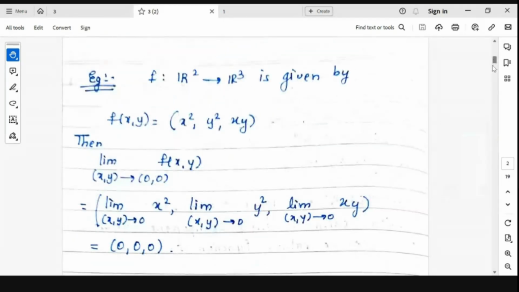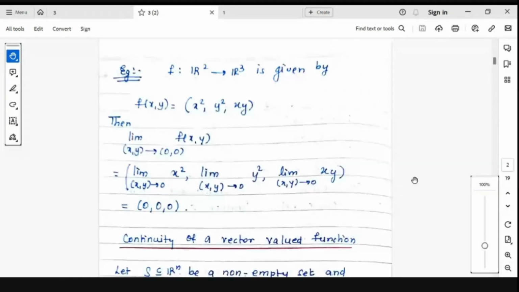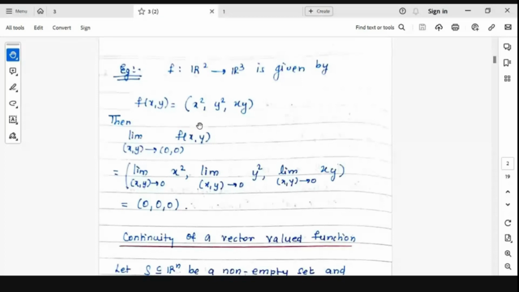Okay, so here is one example. I have a function f from R^2 to R^3 given by f(x, y) = (x^2, y^2, xy). I want to know how to find the limiting value of f(x, y) as (x, y) approaches (0, 0). As you can see, the first component function is x^2, the second component function is y^2, the third component function is xy.